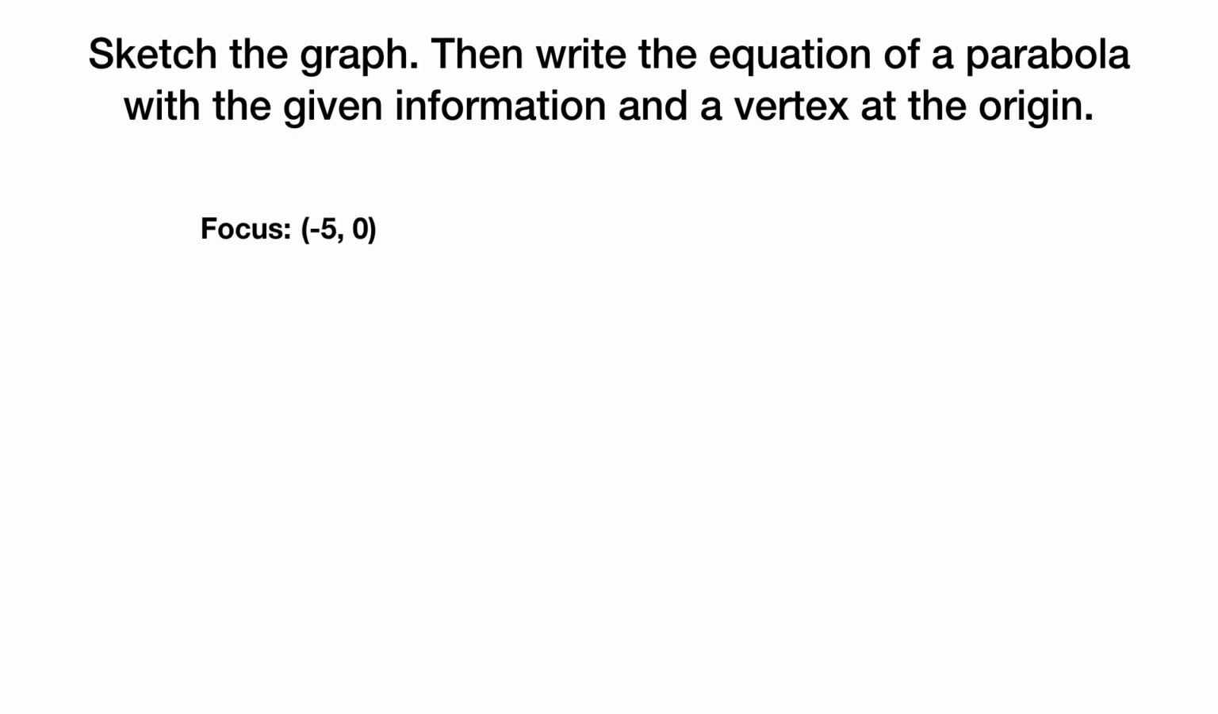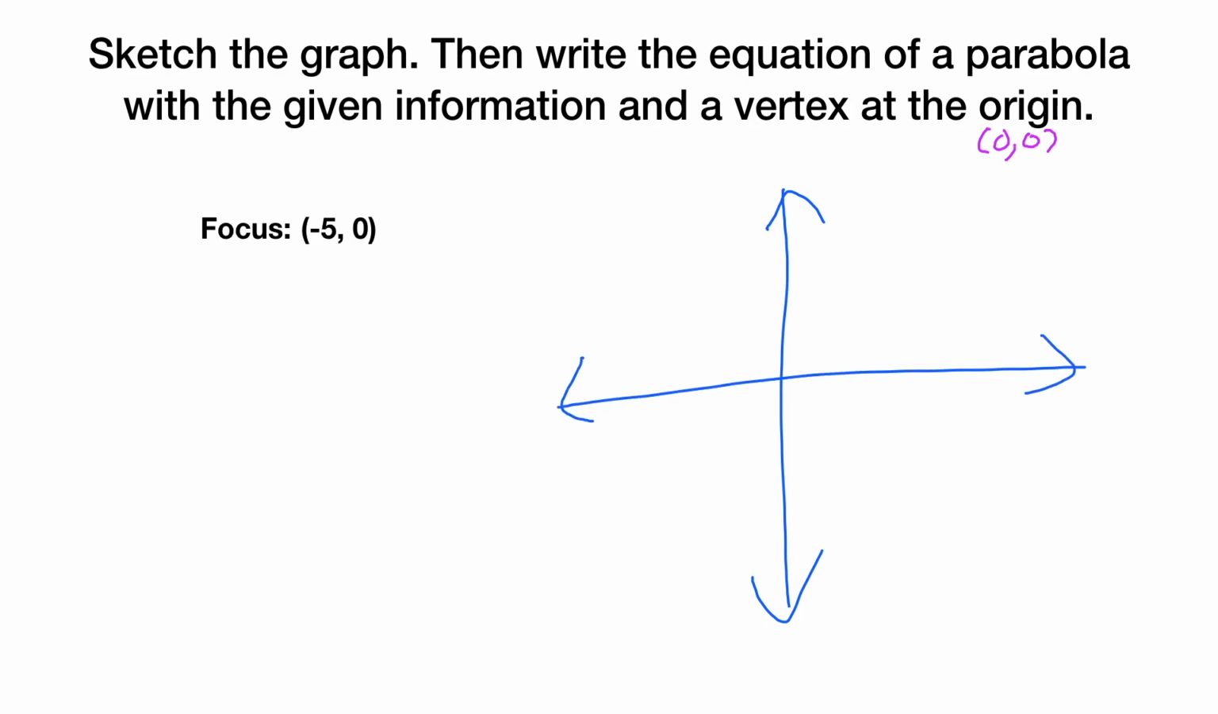Okay, so now what we are going to do is sketch the graph. Then we are going to write the equation of the parabola with the given information and a vertex at the origin. So in this case, our vertex is at the origin. That's very important. That means our vertex is at 0, 0. So here we go, first point. Now this is going to be at -5, so 1, 2, 3, 4, 5. There's -5, 0, because it's x equals. So that also, by the way, means, even though it doesn't ask for it, our directrix would be at +5.